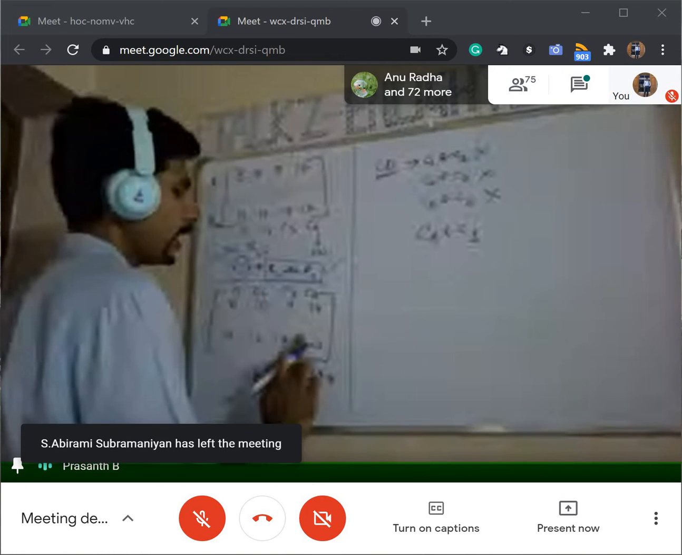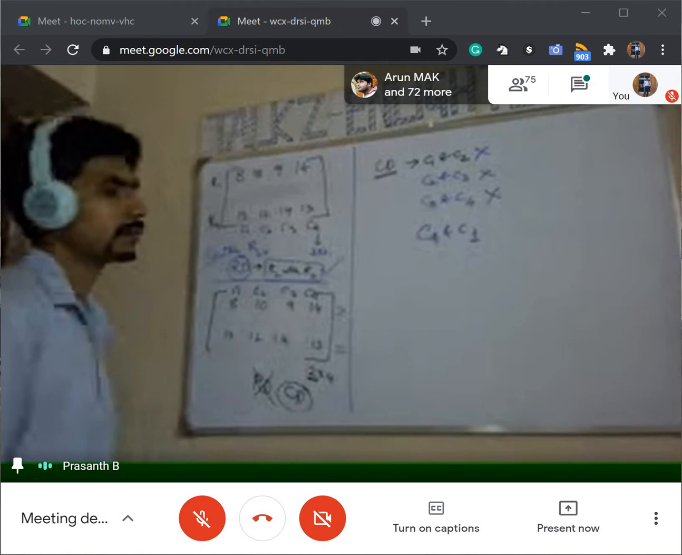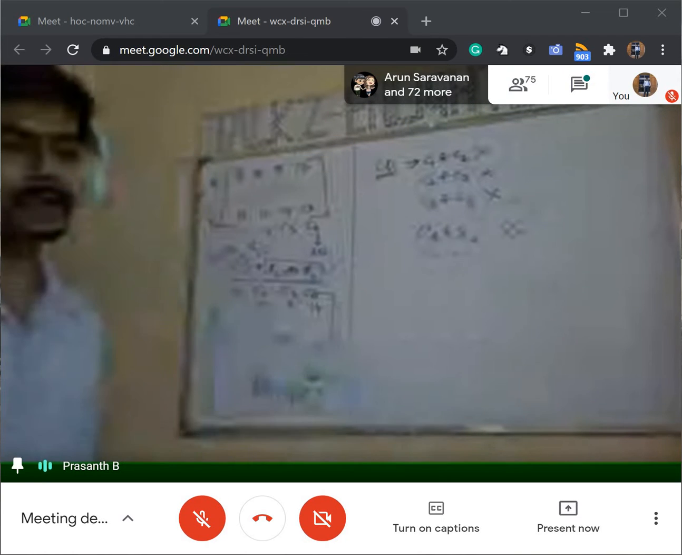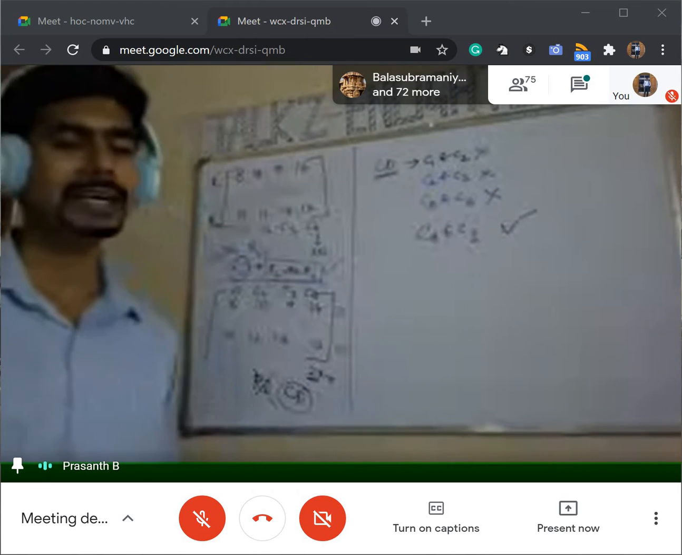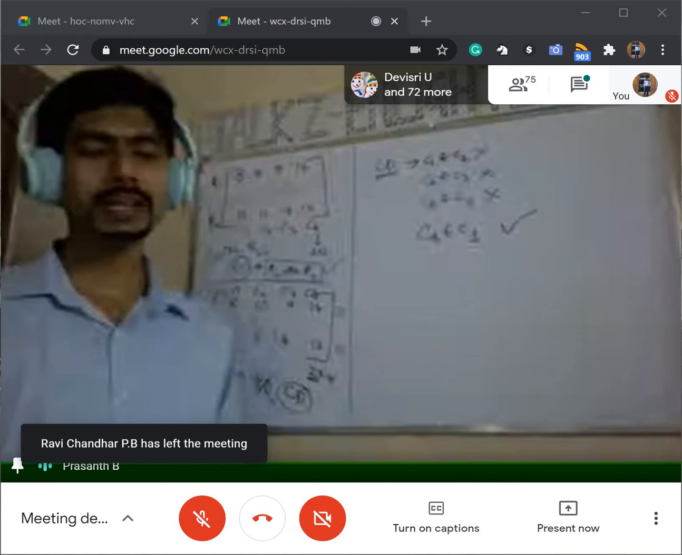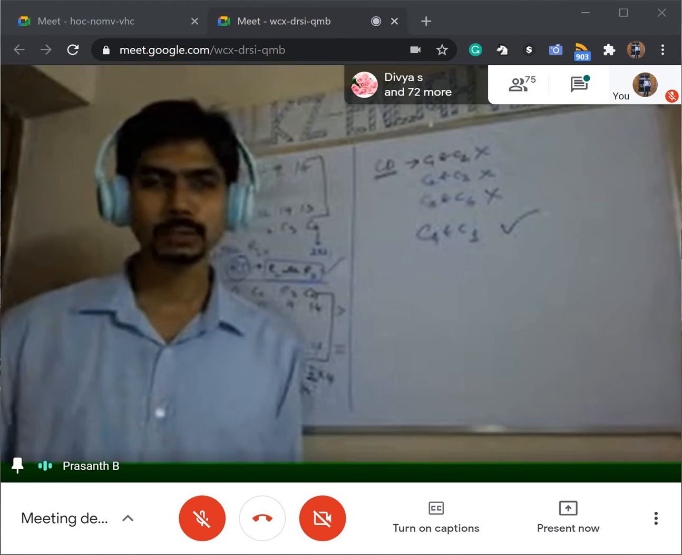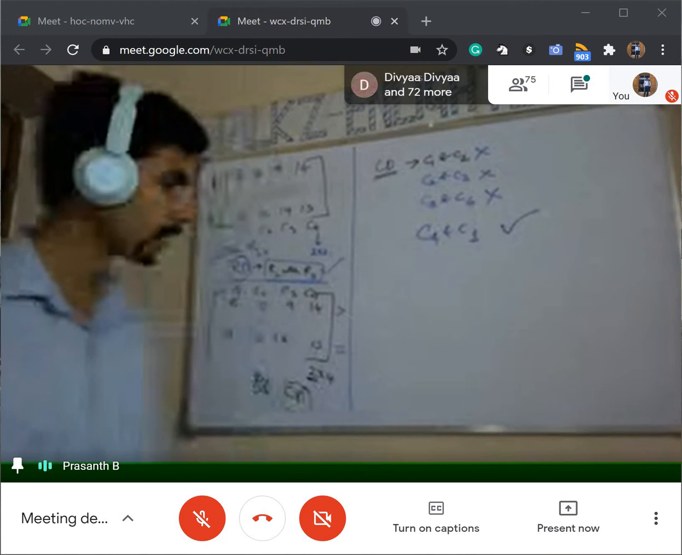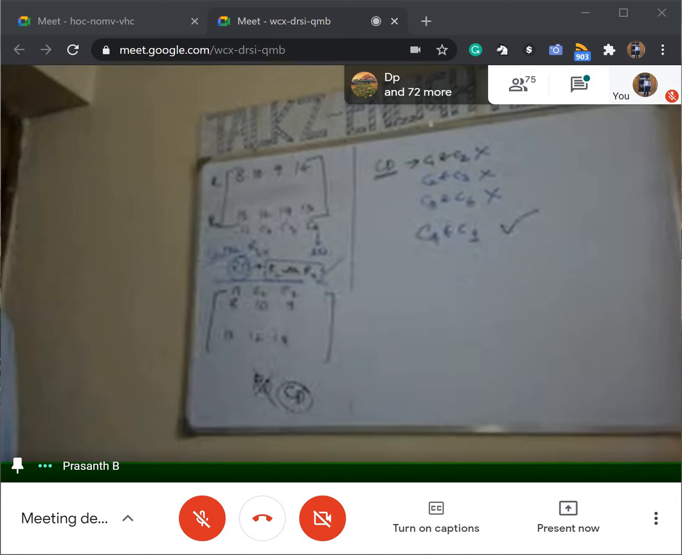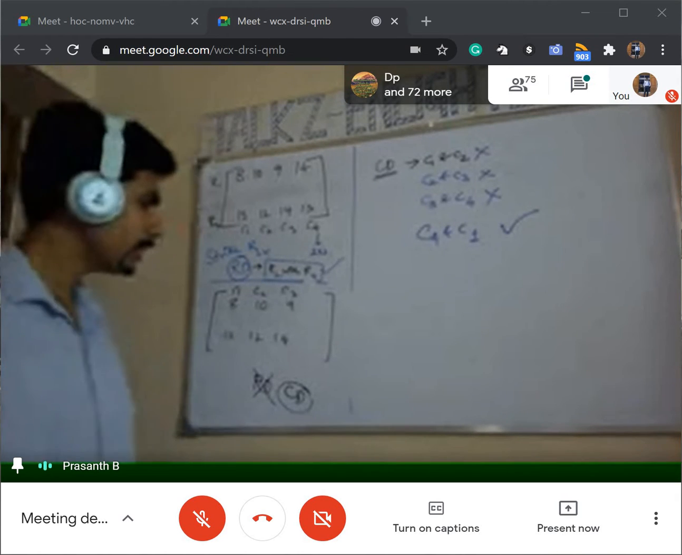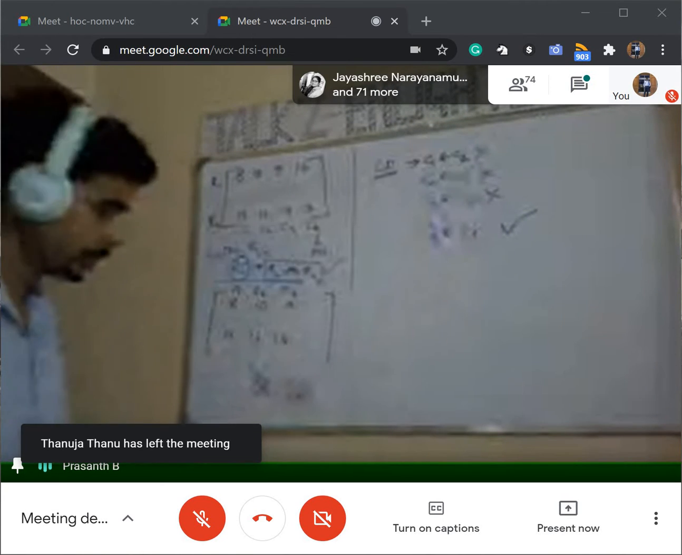C4 and C1. So 14 is greater than 8. 13 is equal to 13. Correct? So this works. So what I said, column dominance, when you are comparing any two columns, if all the elements of one particular column are greater than or equal to all the elements of another column, then I say that the column which is having higher values gets eliminated. So this is having the higher value. So C4 gets eliminated when you compare C4 and C1. So these three combinations do not work.